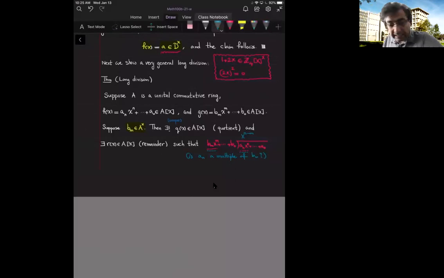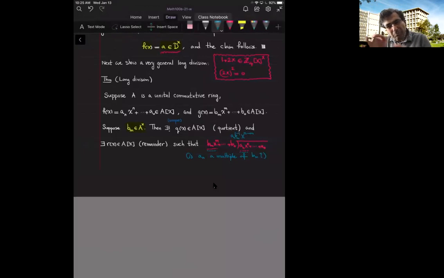So again, let's try to go through it. I'm going to multiply B sub m by something, ending up getting A sub n. Knowing that B sub m is a unit, I can multiply by B sub m inverse, and I get A sub n, B sub m inverse. So I multiply by this.